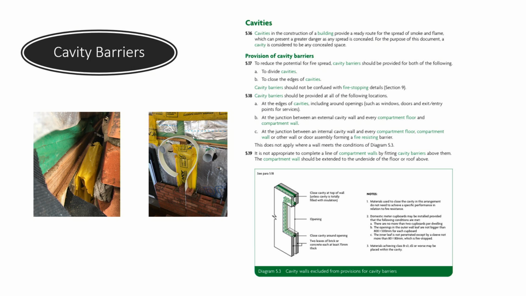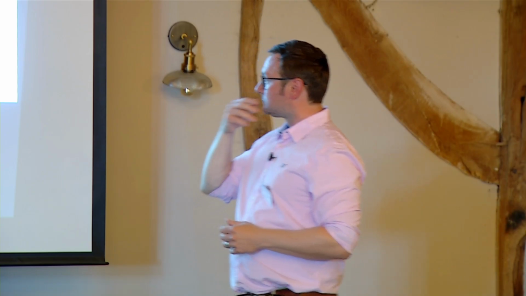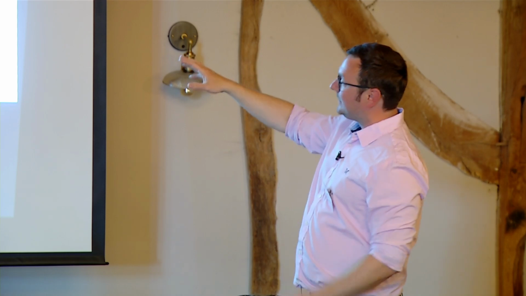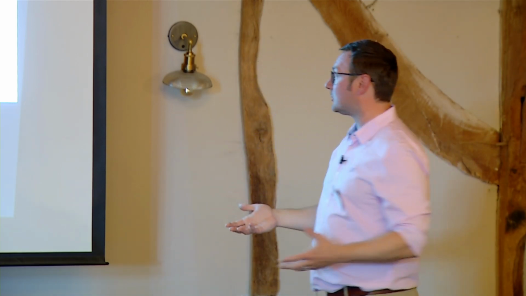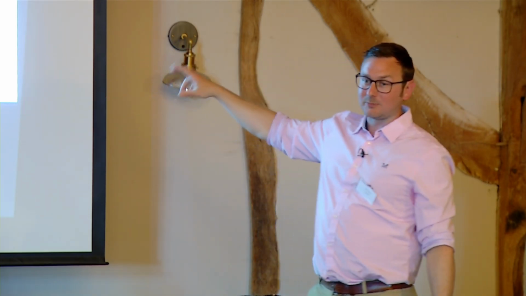And a couple of instances there on the left-hand side. So, cavity barriers: often I see so many instances where cavity barriers are installed and they're not required, and then so many instances where they're required and they're not installed. But it's really quite simple, really. So diagram 5.3 of ADB is the relevant diagram to refer to.